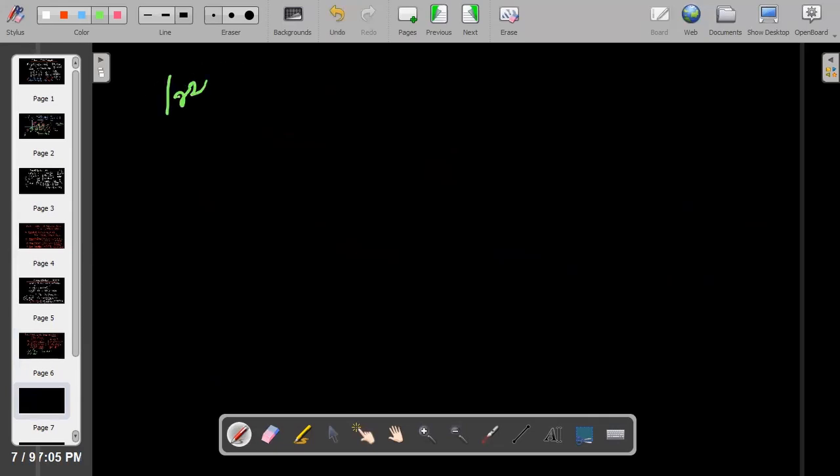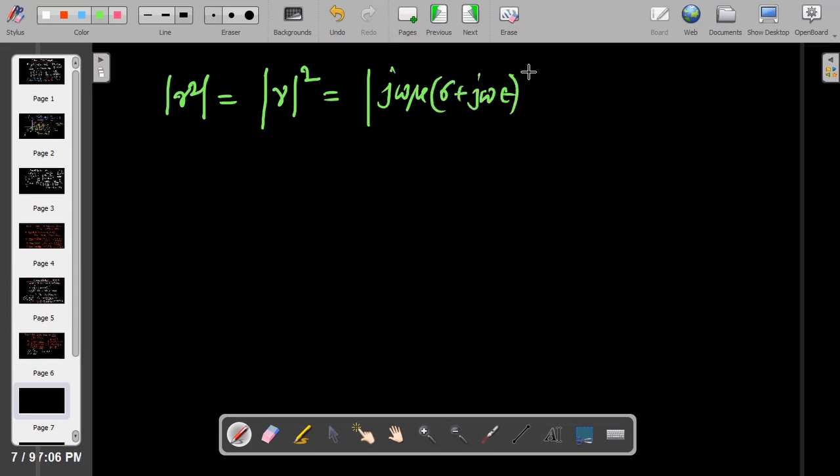Mod of gamma square is nothing but what? Mod of gamma square, already I told, it is nothing but gamma whole square. Both are the same, you can do that one. Don't confuse. And gamma is what? j omega mu into sigma plus j omega epsilon. I think you know this whole square. Correct? This whole square means what will it come?